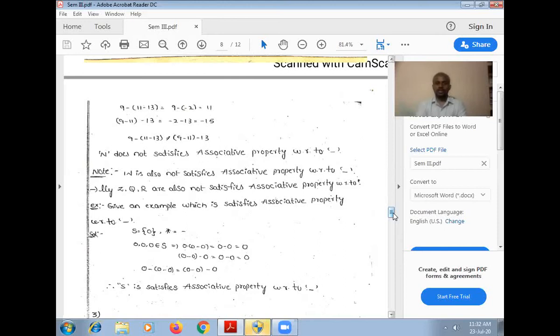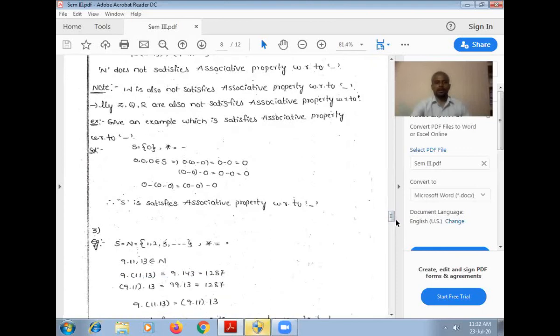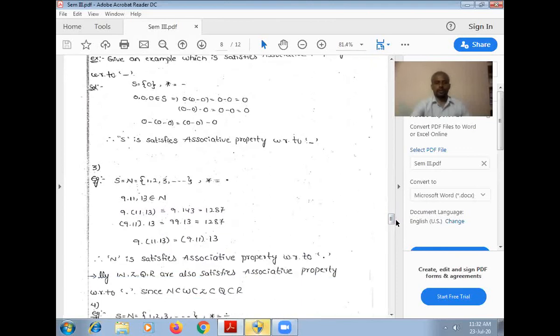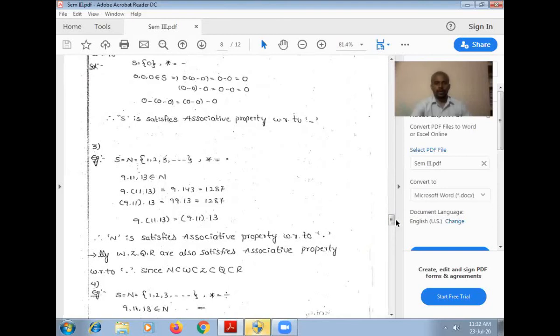So S satisfies the associative property with respect to minus. Now, another example for the associative property here. S equals N equals 1, 2, 3 and so on. Now the binary operation star is considered as dot. Dot means multiplication. So 9, 11, 13 belong to capital N.